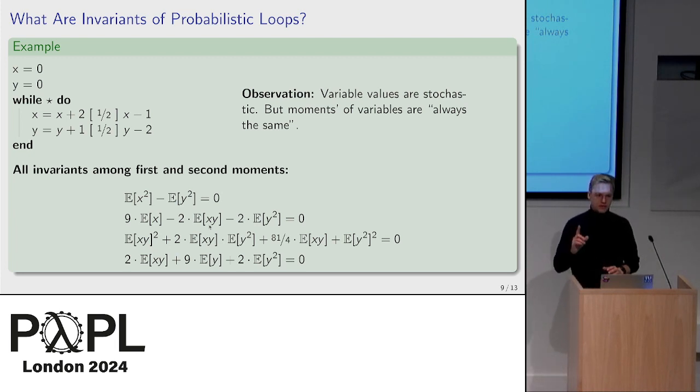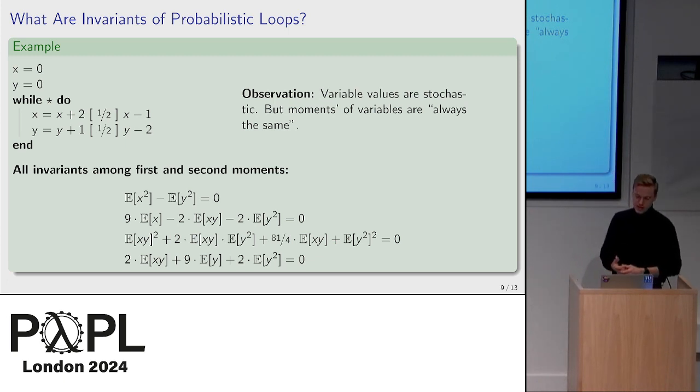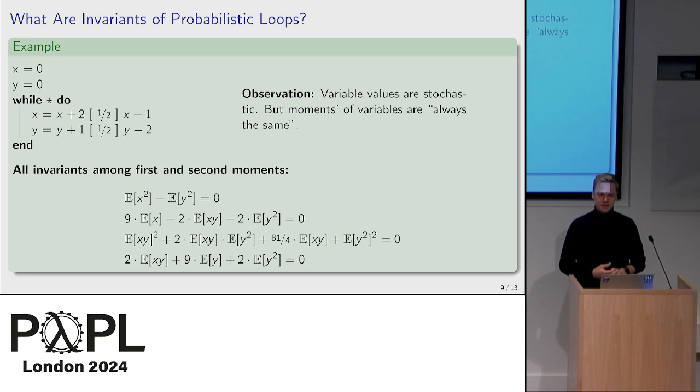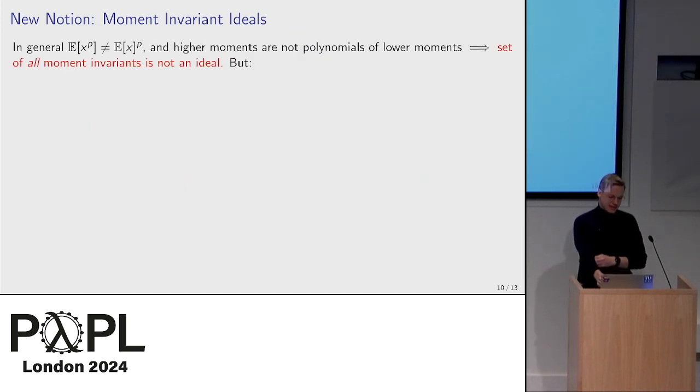And even more, these four polynomials in the moments now actually again form a basis for all polynomial invariants among the first two moments of x and y, but only among the first two moments of x and y. And this is a notion that we formalized in our paper as well, in moment invariant ideals.